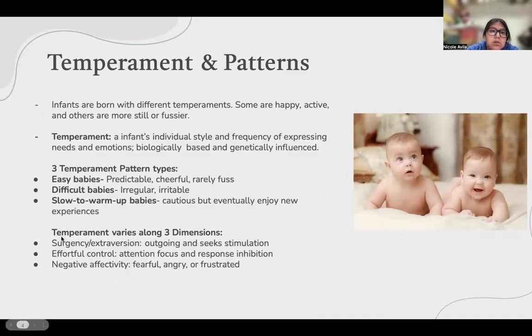And there are also temperament varieties along three dimensions: surgency, extraversion, which is outgoing and seeking stimulation. We have effortful control, which focuses on attention and response inhibition. And we have negative affectivity, which is fearful, angry, or frustrated.